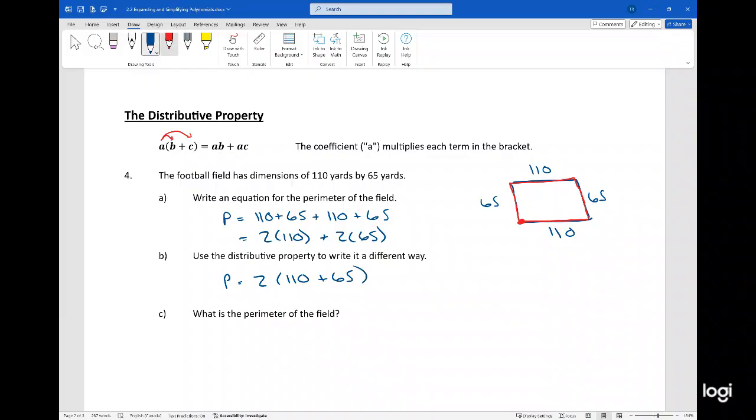I think you'll notice that if I did this, I would end up with that and that. So those are just different ways of writing it. And then you choose which method you want to use to find the perimeter of the field. I think I'll use the last method we did. 110 plus 65 equals 2 times 175 equals 350 yards in this case.